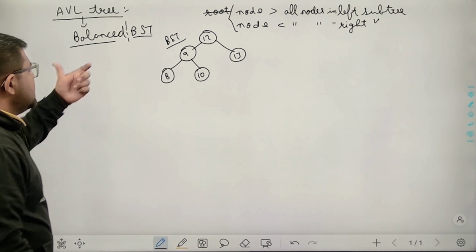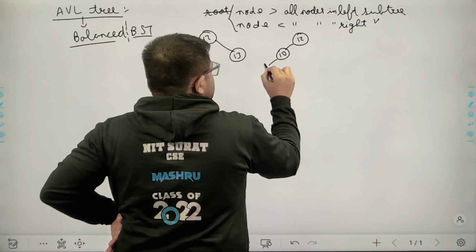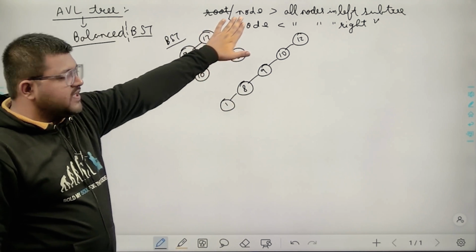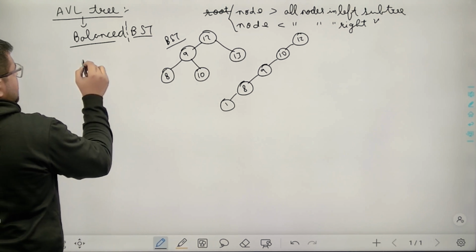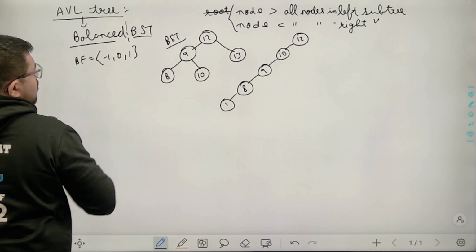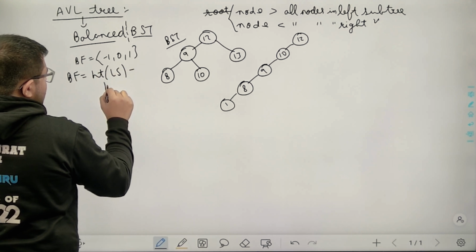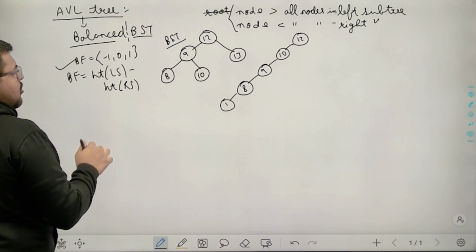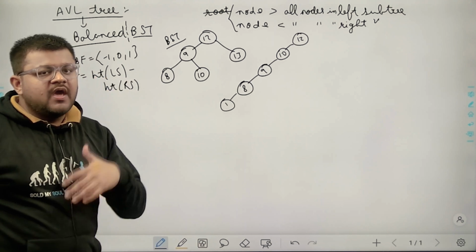Now what is a balanced binary search tree? See, if I give you this, it is a binary search tree. It is fulfilling this property, but this is not a balanced binary search tree. What is the meaning of balanced binary search tree? It means that the balance factor of all the nodes should be either -1, 0 or 1. Now what is balance factor? Balance factor is nothing but the height of the left subtree minus the height of the right subtree. This balance factor should be either -1, 0 or 1 for all the nodes. If it is not one of these values for even one node, then it is not balanced.